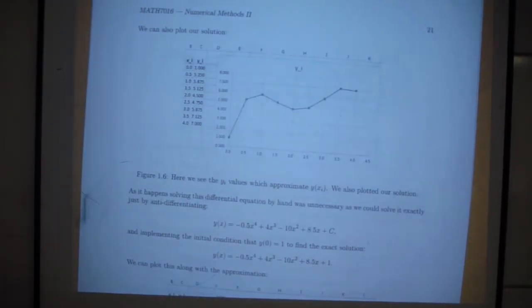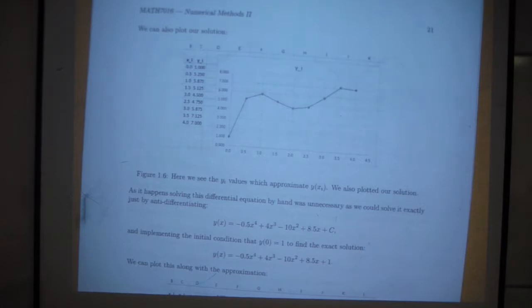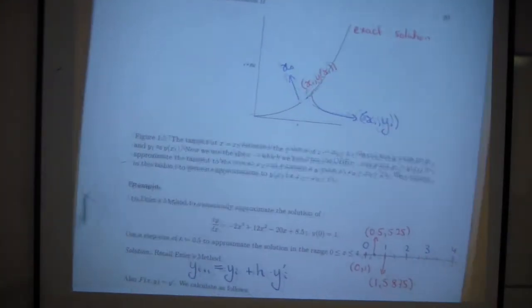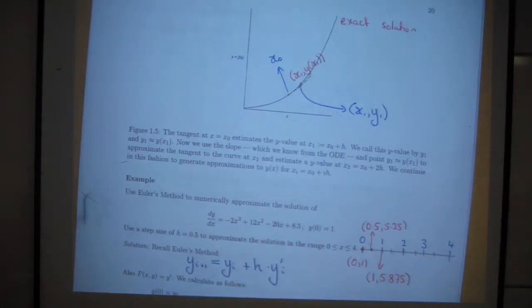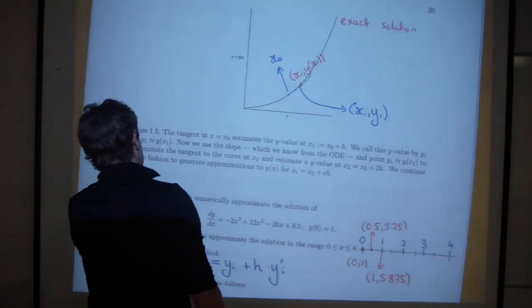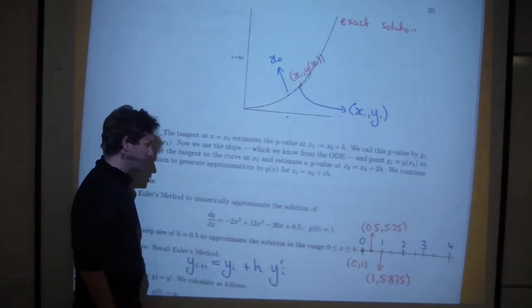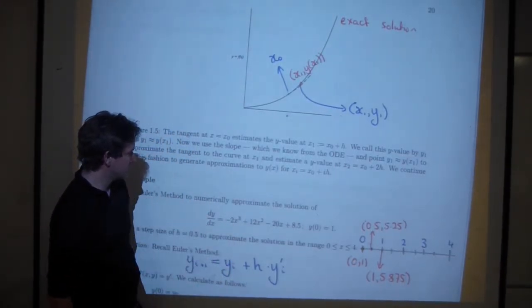Okay. As it happens, solving this differential equation by hand is unnecessary. It's quite easy. If we looked at it again, you don't need to do any fancy separation of variables or anything like that. You can simply anti-differentiate both sides. You anti-differentiate the derivative, you get y of x, which is what you're looking for. What will this give you?